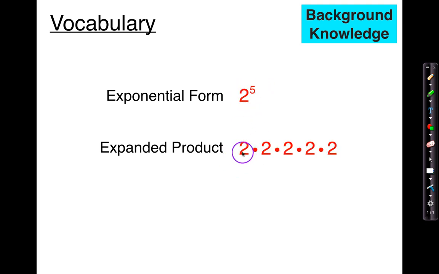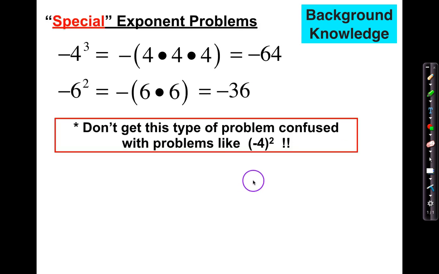We know exponential form is basically a number with an exponent. Expanded product is when we write it all out. What does 2 to the 5th mean? We write out, okay, 2 is being repeatedly multiplied a total of 5 times. And evaluate means you're simplifying all the numbers that you possibly can. So in this case, we multiplied it all out and got 32.